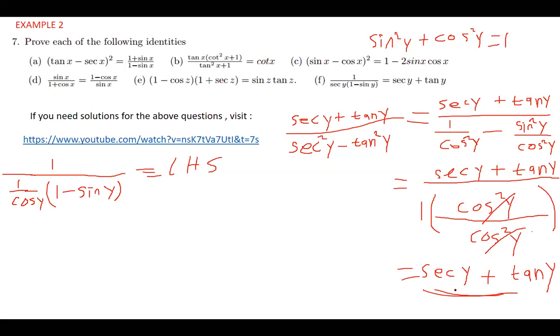So proving identity is all about you having the third eye. You need to know where you're going. You need to see where you're going. You need to have it in mind that this is what I'm supposed to get. So that whenever you see any identity which can help you to reach your destiny, you quickly employ it, you quickly use it. So let's move on to the next question.